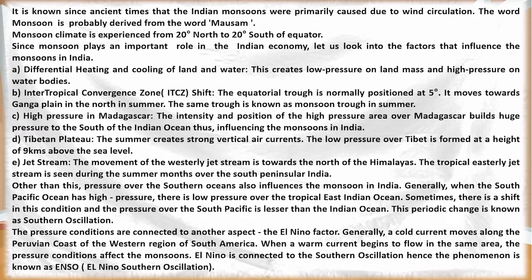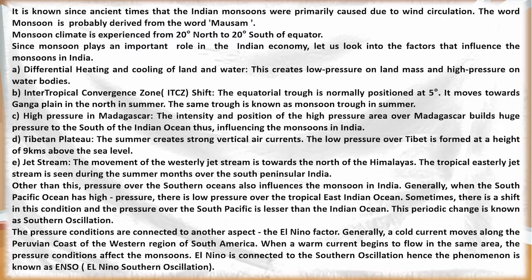Besides, several pressure conditions are influential over monsoons of India. Sometimes the pressure on the South Pacific Ocean is higher than that of the tropical East Indian Ocean, and sometimes pressure shifts from the South Pacific Ocean to the East Indian Ocean. This shift is called southern oscillation.